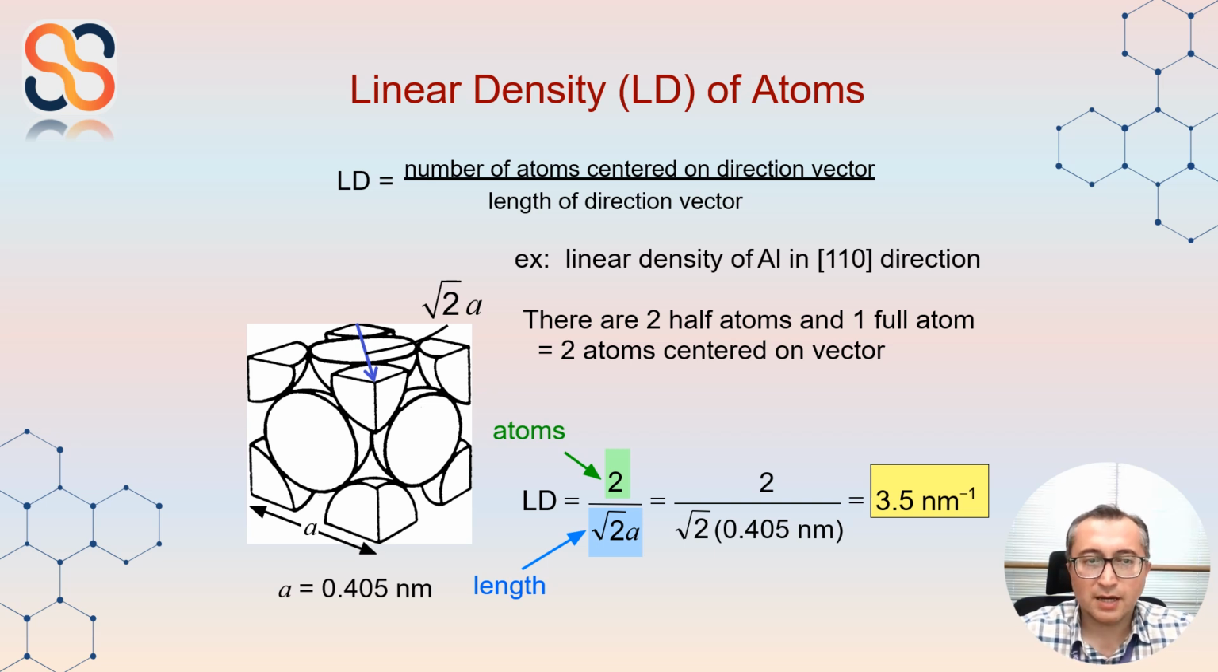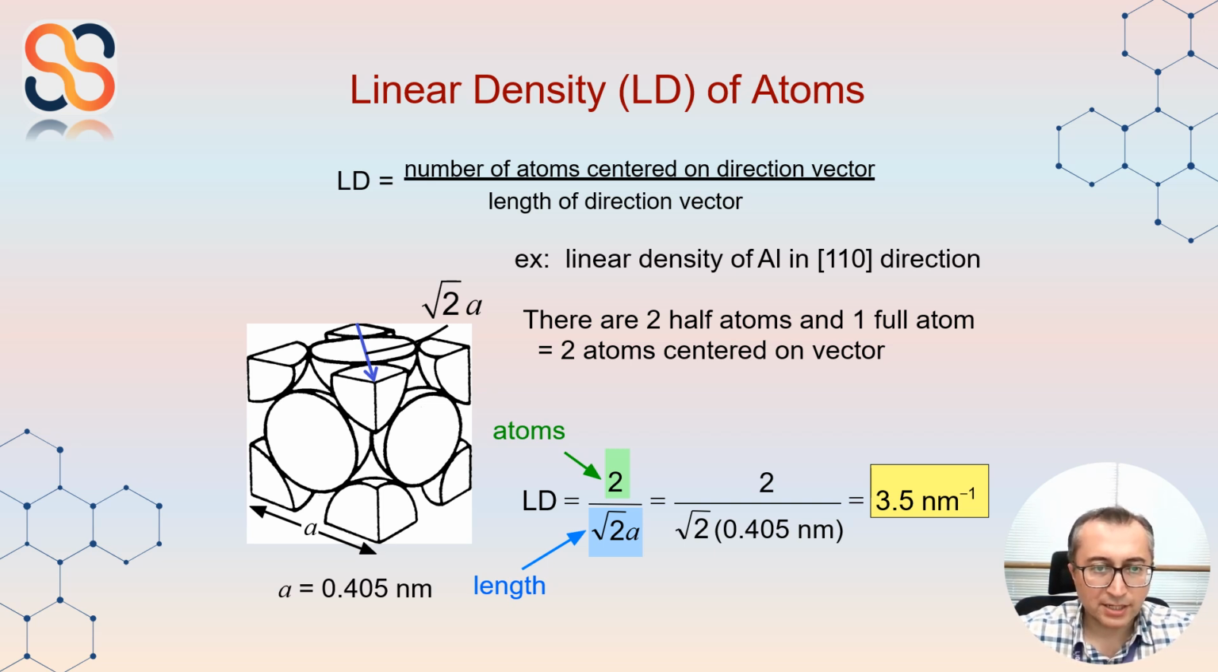Now let's focus on linear density of atoms. Linear density, LD, is calculated using this formula. LD equals the number of atoms centered on the direction vector divided by the length of that direction vector. So let's solve a problem: linear density of aluminum in the 110 direction.